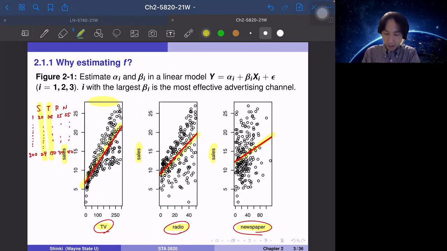So in this case, the model is this. Y is sales, and X is, for example, the TV. If we determine alpha i and beta i, then we can see the relationship between Y and X sub i for a specific i. So we have 3 different models. This is the simple linear regression.